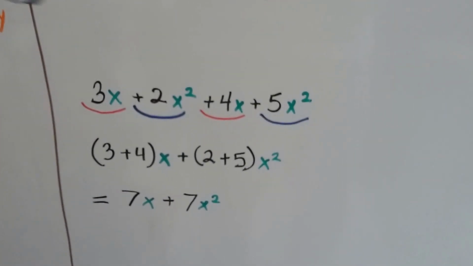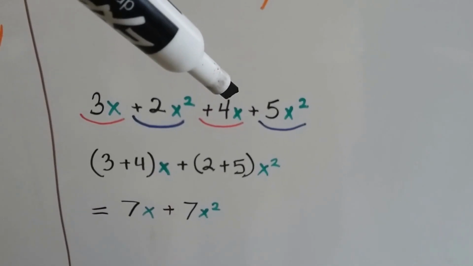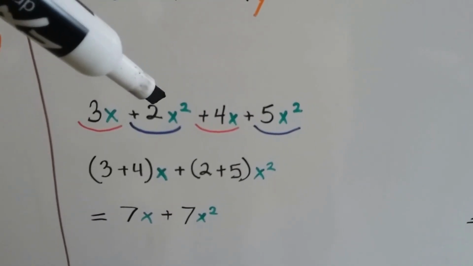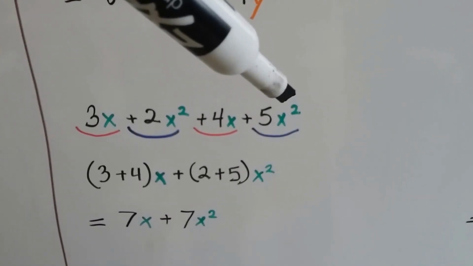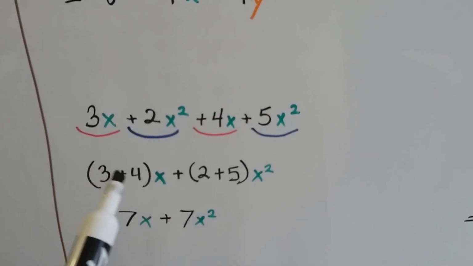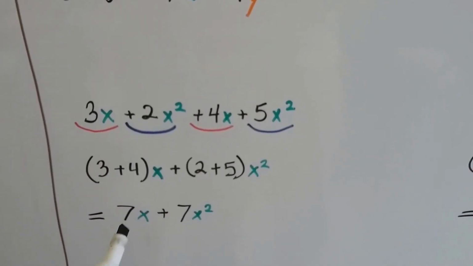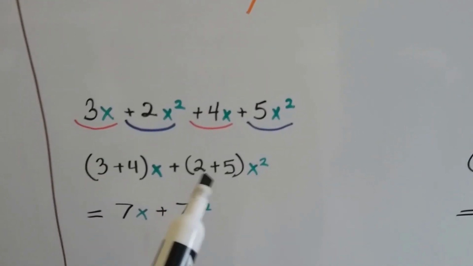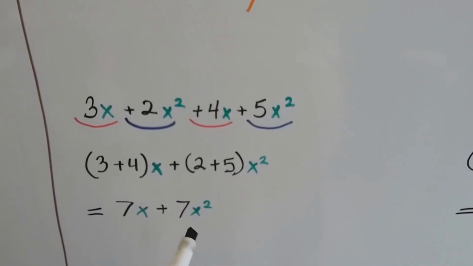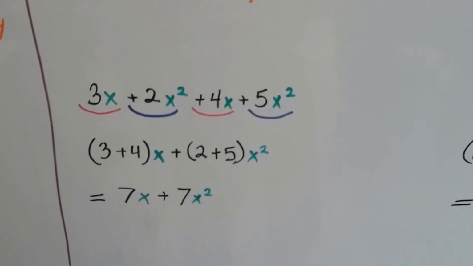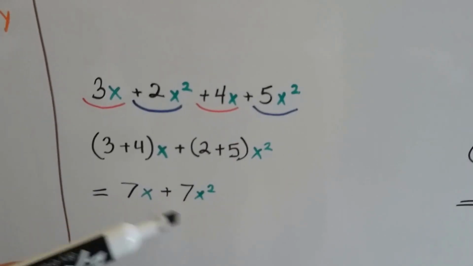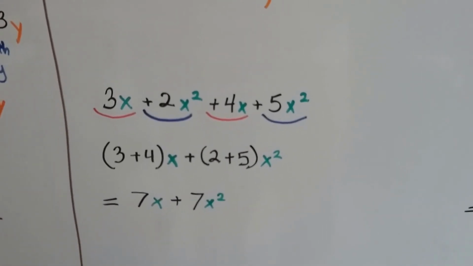For this one, we've got a 3x and a 4x. We've got a 2x squared and a 5x squared. We put the 3 and 4 times x together to give us a 7x. We can put the 2 and the 5 together times the x squared to give us 7x squared. See? Now this is in ascending order because we started with a small one and went bigger. See? Let's try a bigger one.